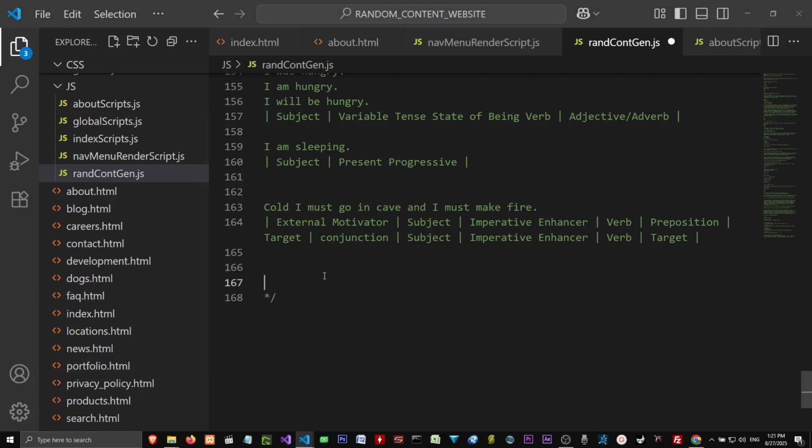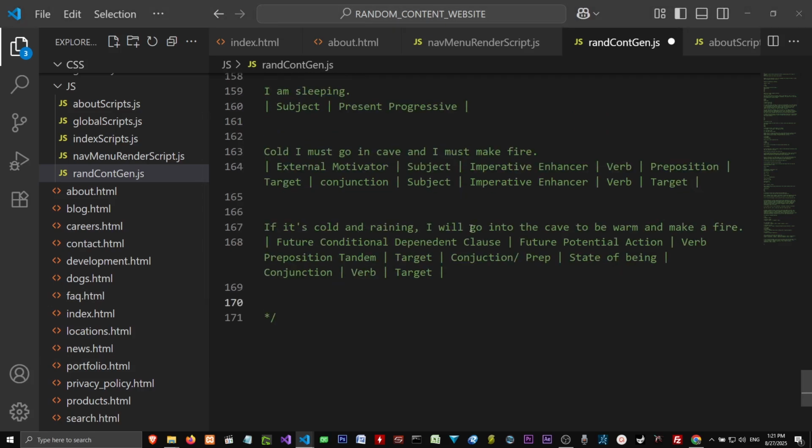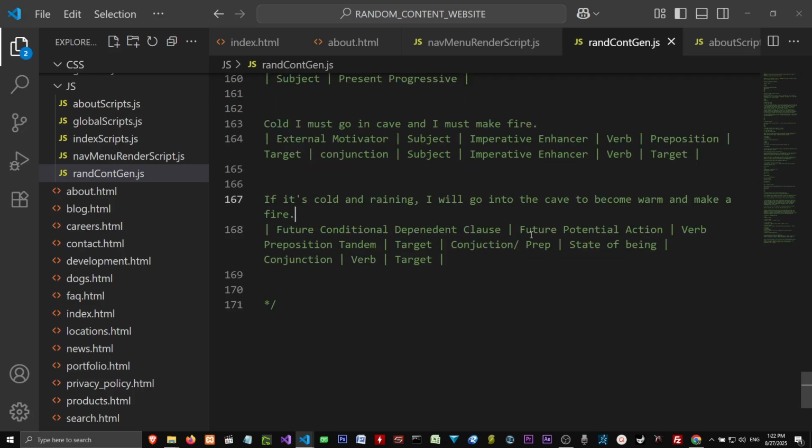And then coming down here to the grammatically correct one. If it's cold and raining, I will go into the cave to be warm and make a fire. And you could even say to become warm. And that implies a future, right? So we have what I call a future conditional dependent clause, which is "if it's cold and raining," meaning in the future, if it's this condition, I'm going to do this, right? And you have here a future potential action.